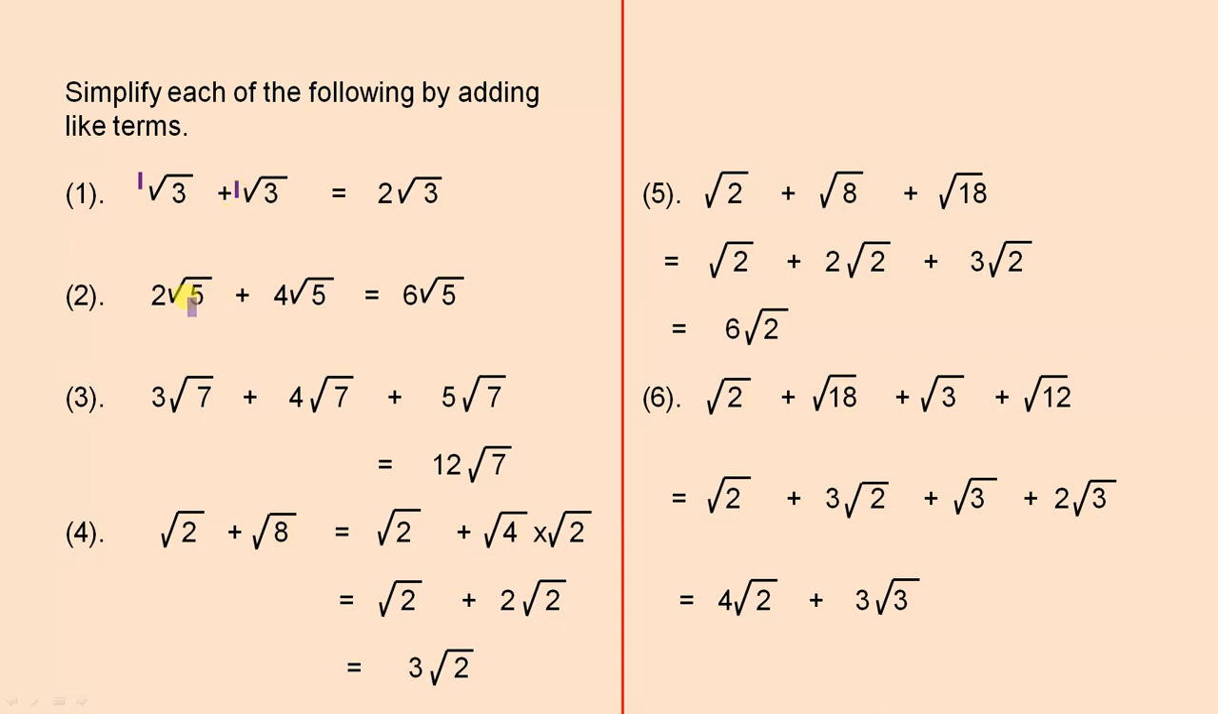For the second example, 2 the square root of 5 plus 4 the square root of 5. These are like terms because those two 5's are the same. 2 plus 4 is 6. That gives us 6 the square root of 5.